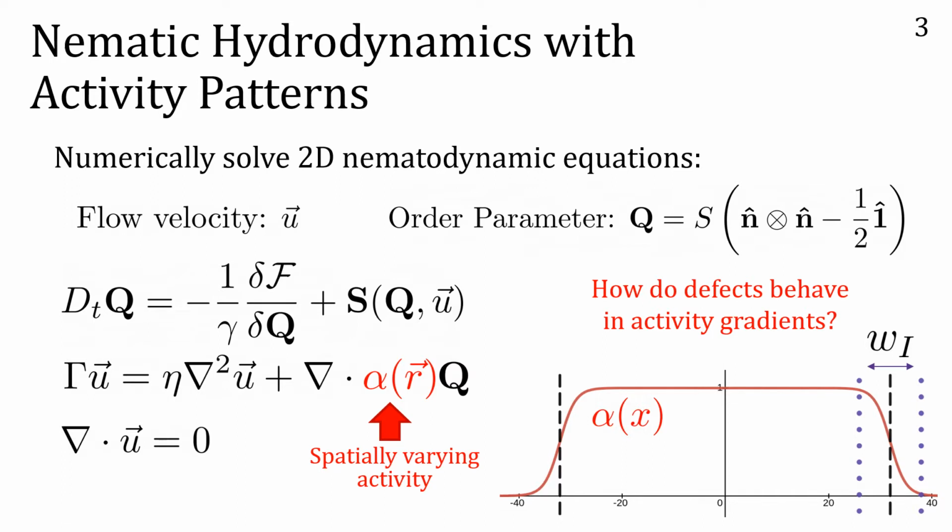So we simulated an active strip, where we varied the activity only along the x direction, with a highly active region in the center, surrounded on both sides by regions of zero activity, separated by interfaces of controllable width Wi. By tuning Wi, we control the sharpness of the activity gradient at the two interfaces. The first regime that we looked into using these simulations was how weak gradients in activity affect defects, so strips with very wide interfaces.